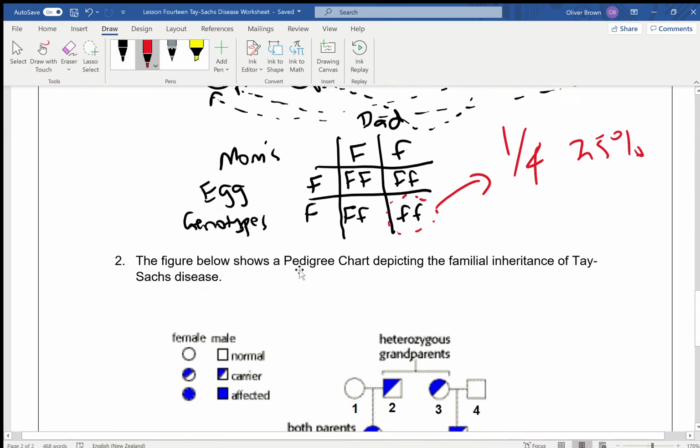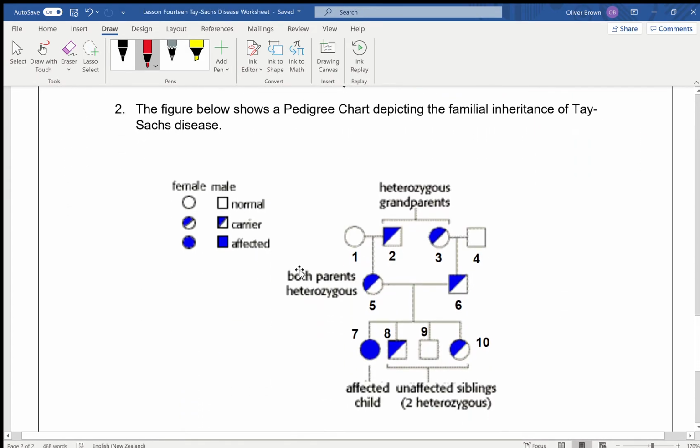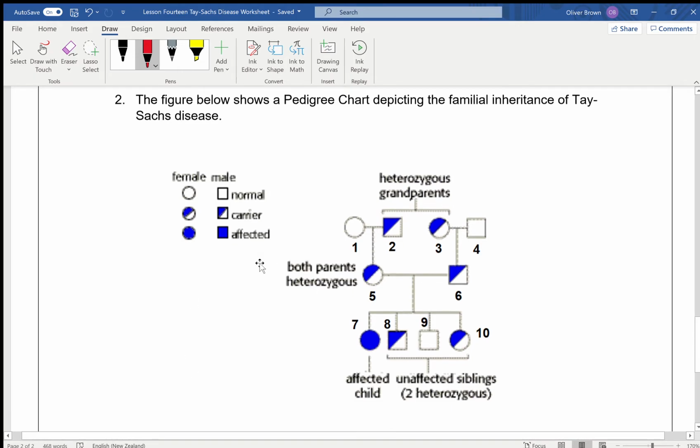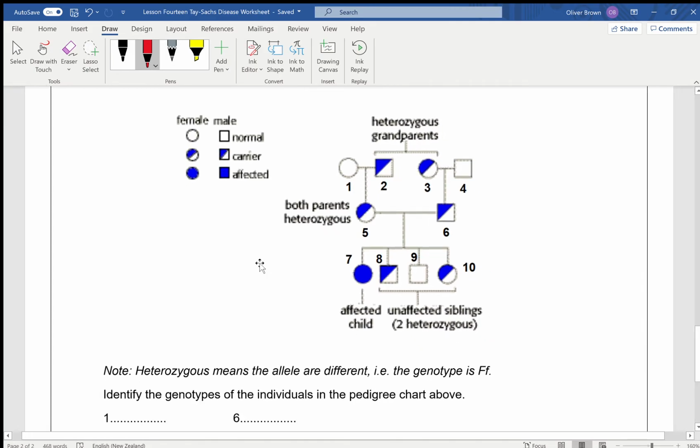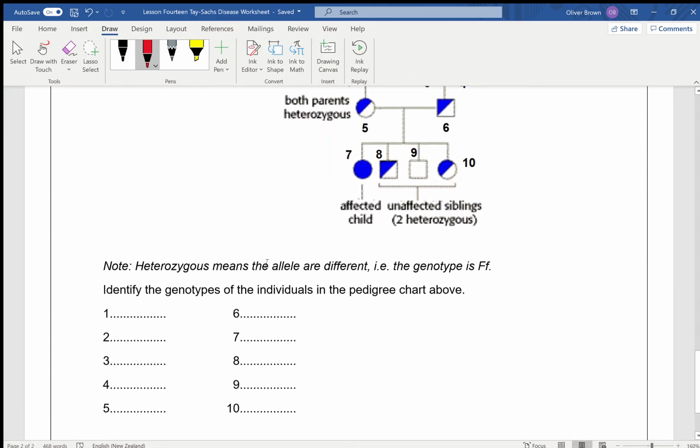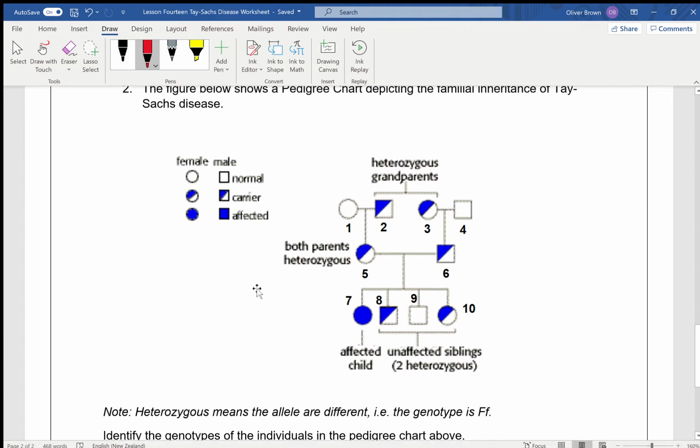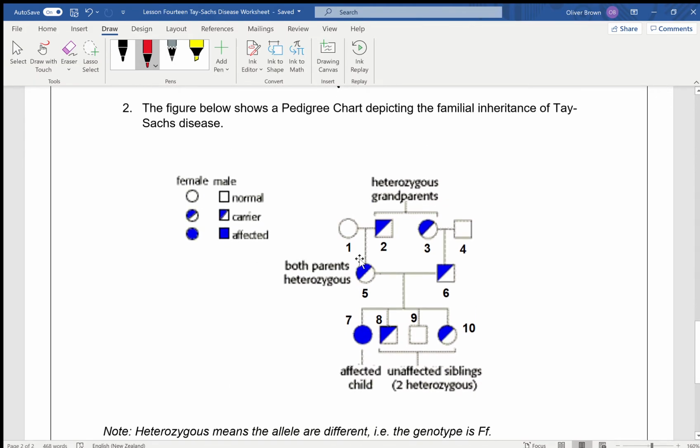So what we have down below is pedigree charts, something on pedigree charts and the familial inheritance of Tay-Sachs disease, and this is a really key skill. So we're going to go through this, and then you're going to do another task with pedigree charts as well. So, we're doing the genotypes of all individuals 1 to 10. I'm just going to leave the pedigree chart here.